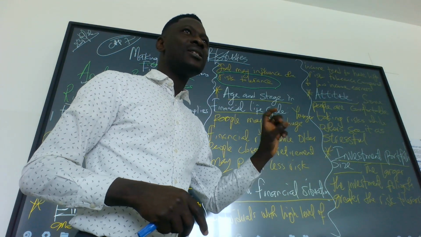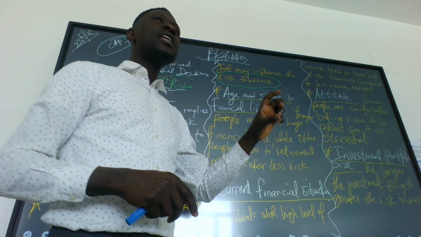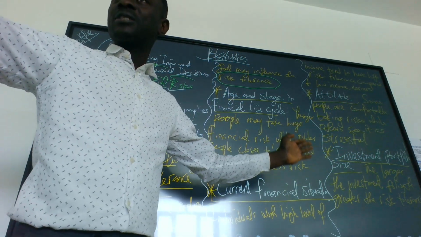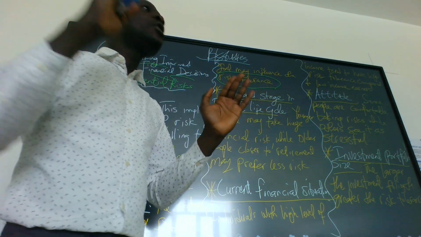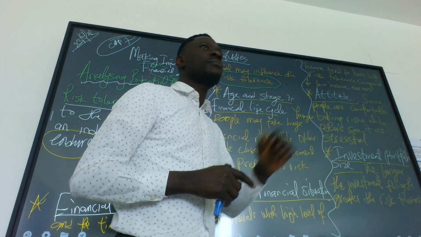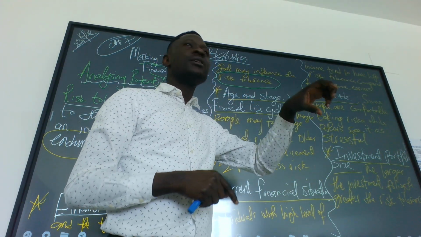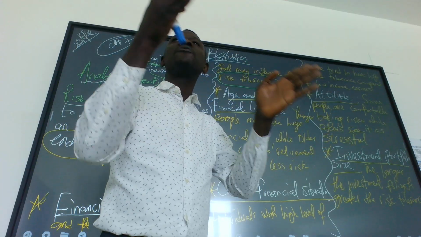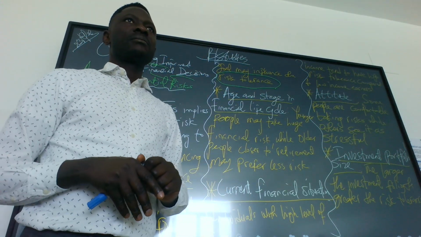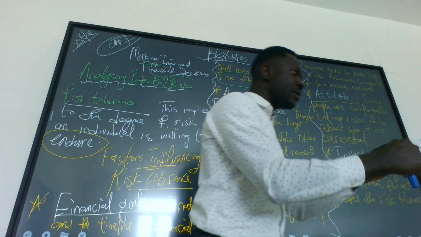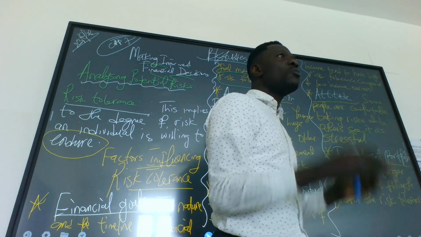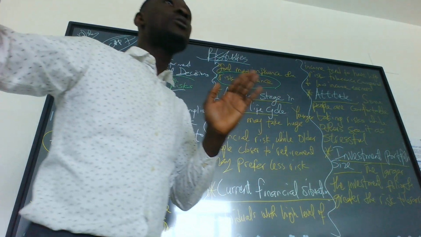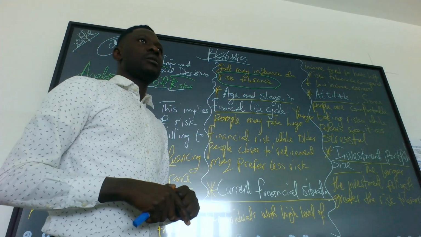Does it make sense or not? You take huge risk if there's a very long timeline for it. But you take a low risk because it's short term. So the short term or long term determines the extent of your risk tolerance. People who think about making money right now will take a low risk. But people who think about the future will take a high risk.